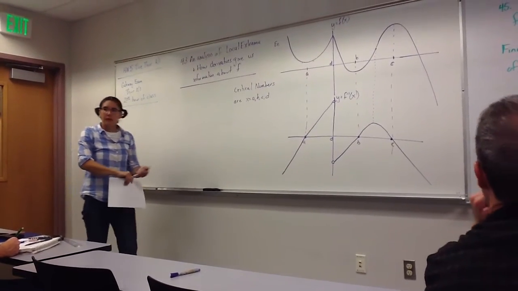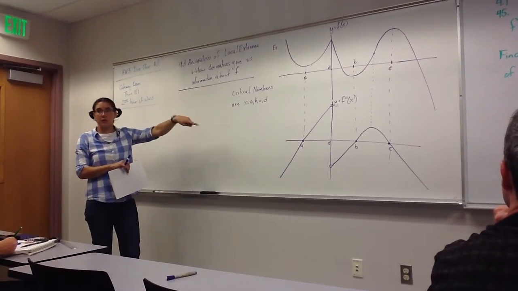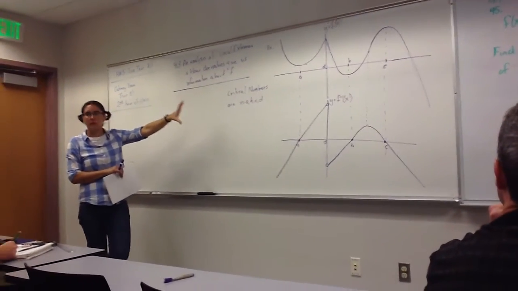Okay, so this is where we left off last time. We had drawn a picture of f prime. We were given f. We drew a picture of f prime. Are there any questions about these pictures?